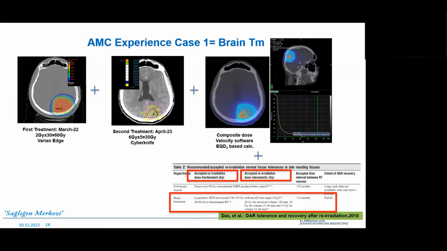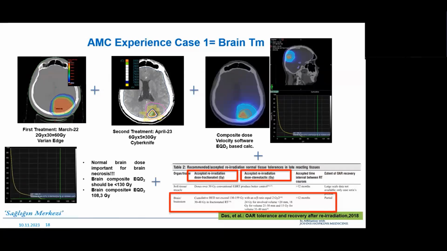We follow one of the protocols for the brain because there is no brainstem here, no critical structures here. According to the literature, the brain composite dose should not exceed 113 gray, and according to this EQD2 formula, our dose is 108, which is under the 113. So I accept this dose, and I told my doctor that brain necrosis would not happen for this case.